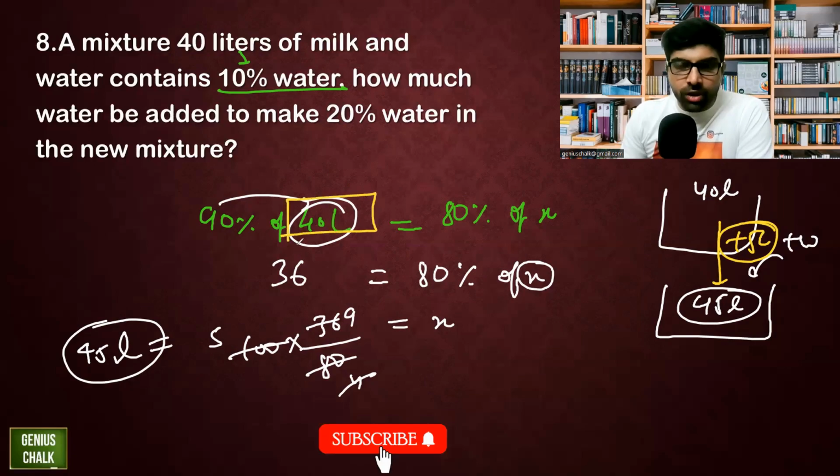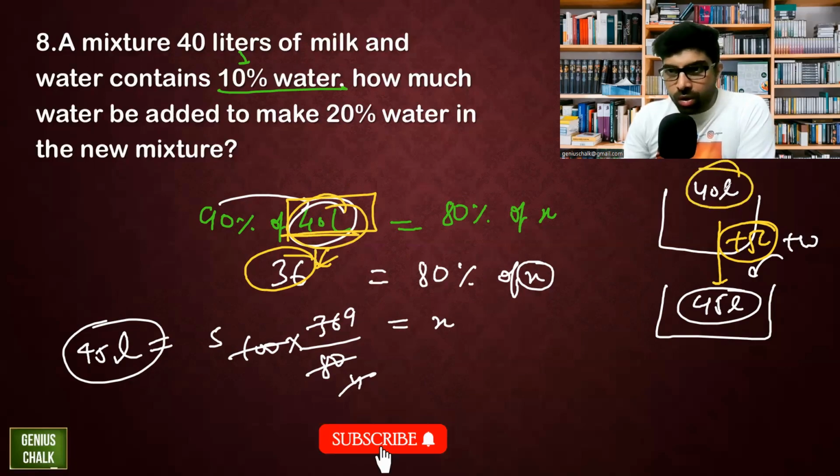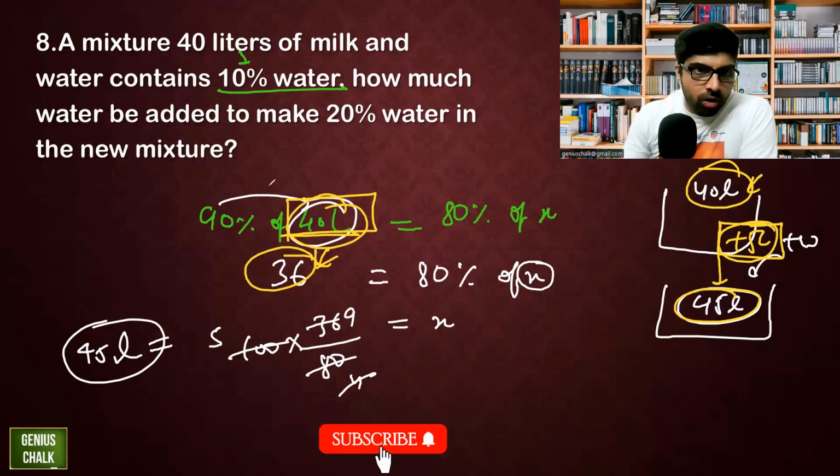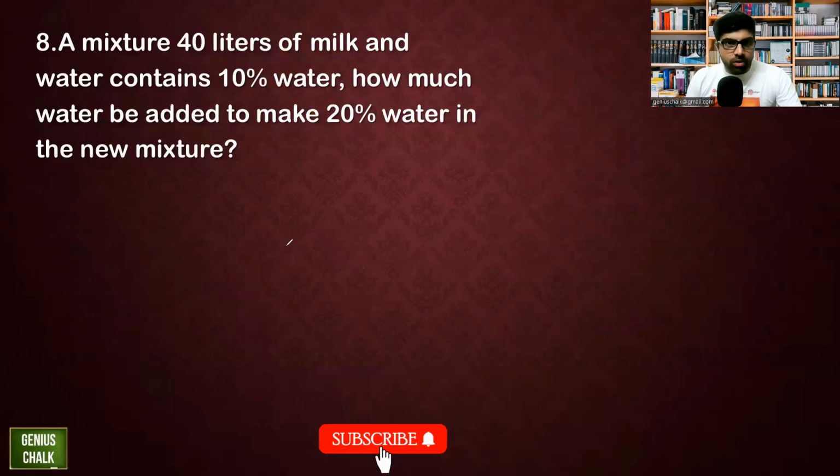In that case also, it's not 9 liters. 36 was the milk quantity, right? So it's not the original quantity. Original quantity was 40. 36 is the milk quantity. So we have to go as per the original. The original was 40, now it has become 45. Because milk was constant, that means the extra addition is only for water. So the answer is 5 liters. Same question you can solve using alligation also.